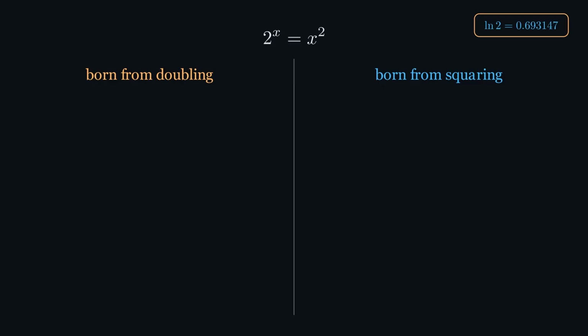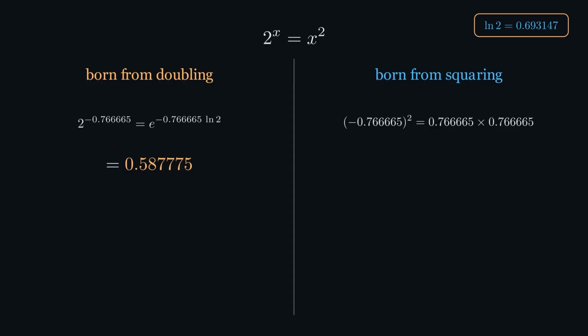2 to the power negative 0.766665. Work it through the exponential, and you get 0.587775. x squared, negative 0.766665, times itself, 0.587775. The same number. Digit for digit for digit. Two curves, one born from doubling, one from squaring, agreeing to 6 decimal places at a point we located with a valley, a tangent line, and long division.